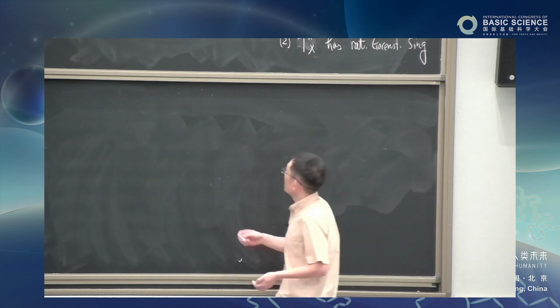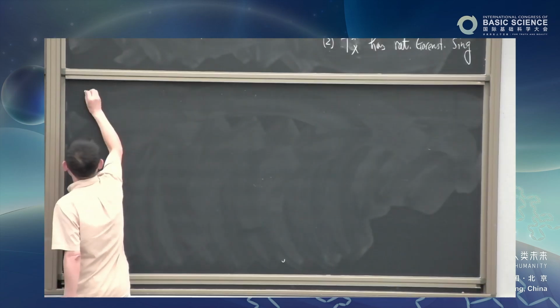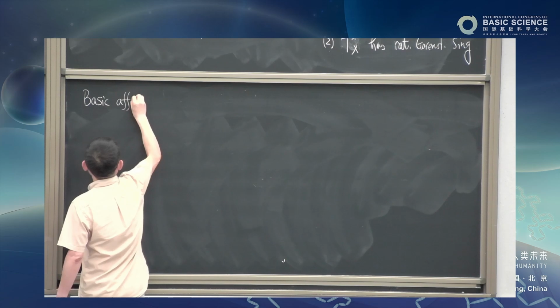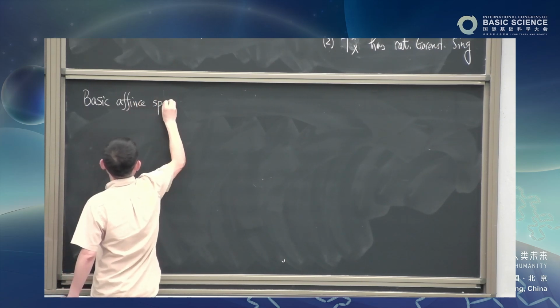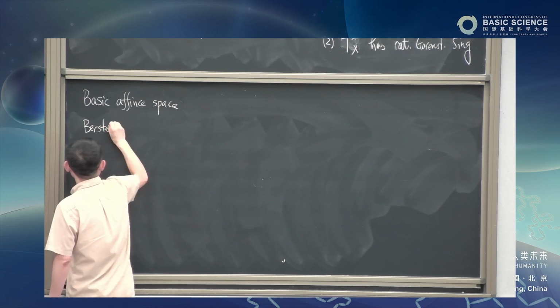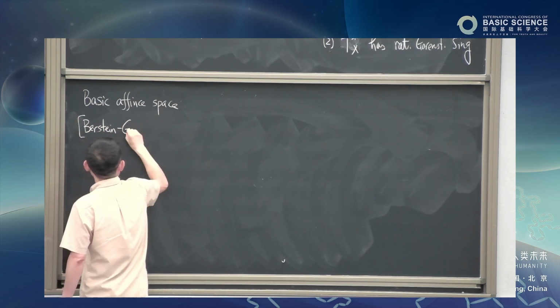So the first case is called a basic affine space, by Bernstein, Gelfand and Gelfand.